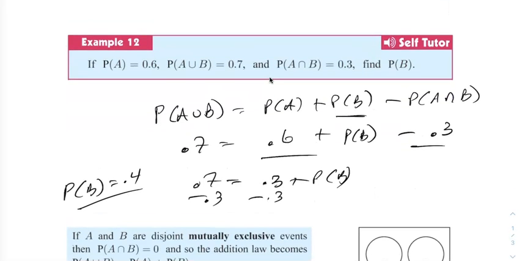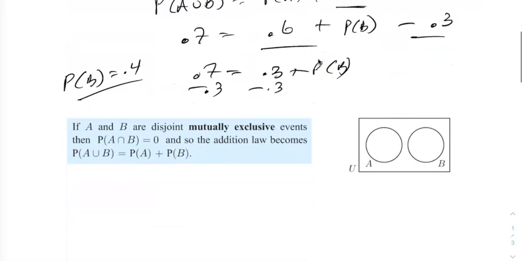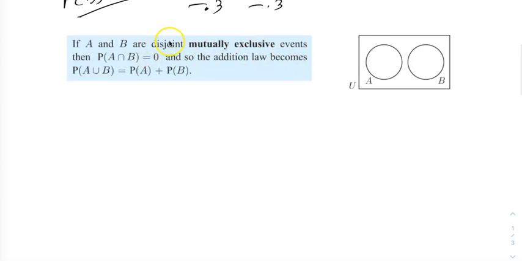Okay, what if A and B have nothing in common? In that case, we call A and B mutually exclusive events. Mutually exclusive, so they don't overlap at all. And that means the intersection of them, as you can see by the Venn diagram here, is 0. So the law becomes, for mutually exclusive events, the probability of A union B equals probability of A plus probability of B. And that's it.